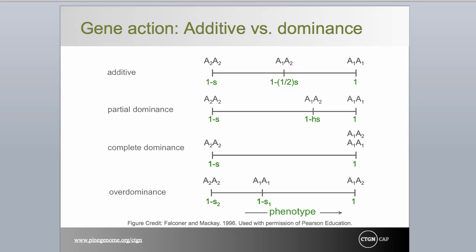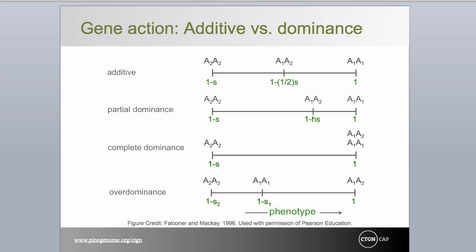This slide gives a nice visual illustration of how gene action is related to fitness. Genotype fitness is defined using two parameters, the selection coefficient, noted here as S, and the degree of dominance, noted here as H. In this illustration, allele 1 is presumed to have a relative fitness of 1, except in the case of overdominance. For the purely additive gene action, the A2A2 homozygote has a selection coefficient of S against it, so its relative fitness is 1 minus S. The heterozygote falls halfway between the homozygotes.